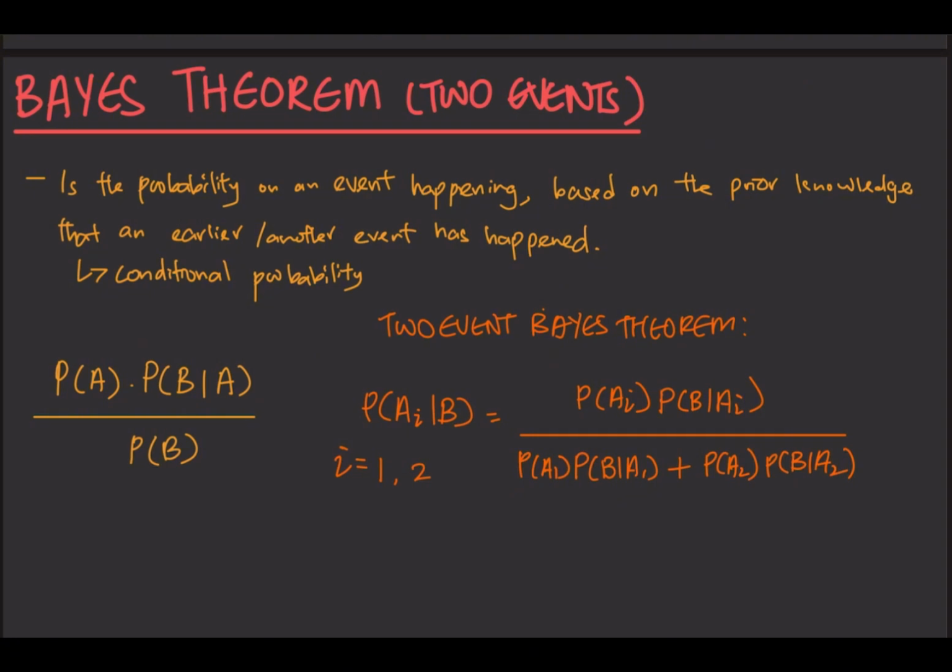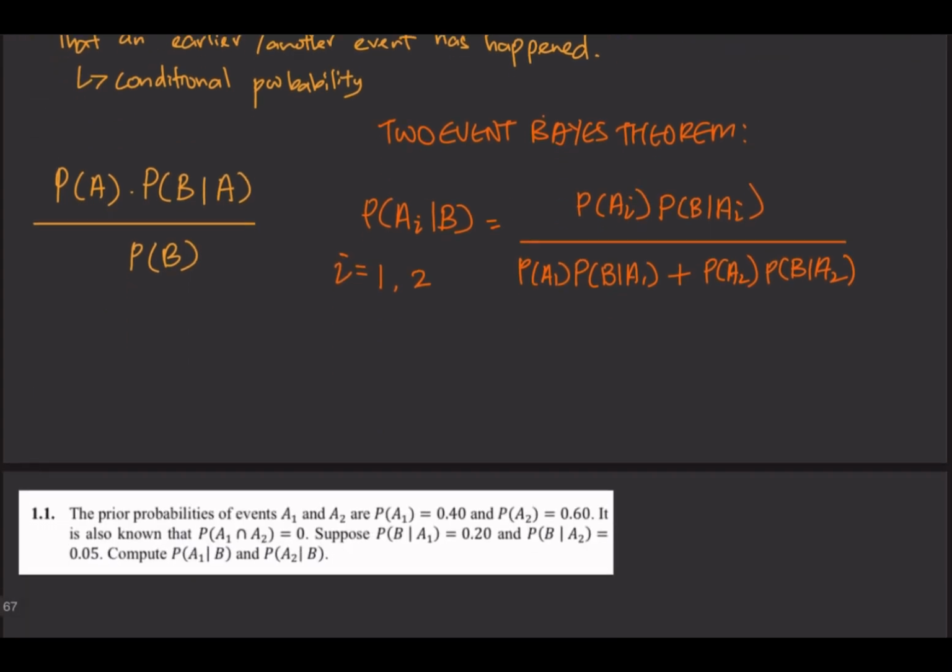Now this is a very useful theorem, but you will have to first understand how it is used. So let us try to first apply the formula to one question, and then we'll move on into a real life situation question. Okay, now moving on to the first question. 1. The prior probabilities of event A1 and A2 are P(A1) equals 0.4 and probability of A2 is 0.6.